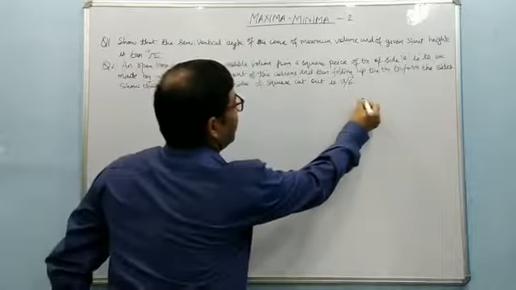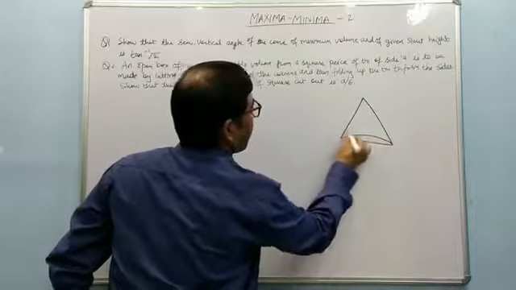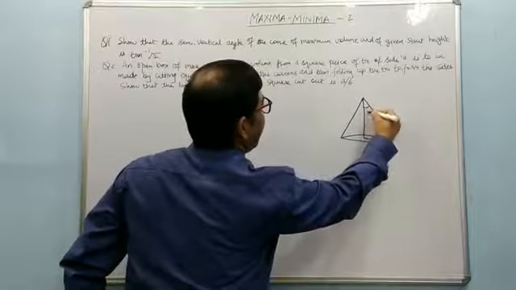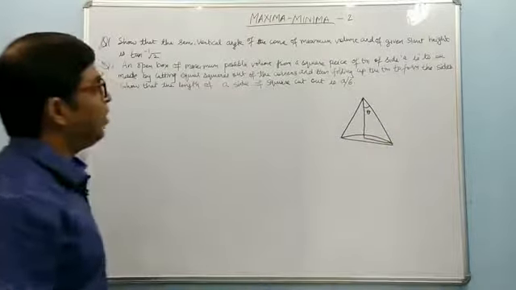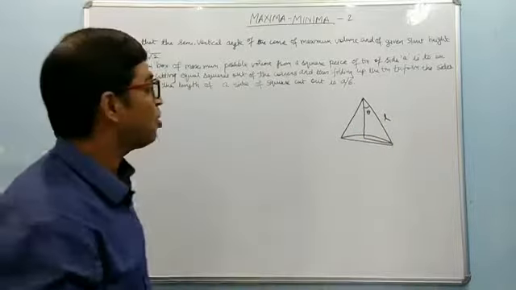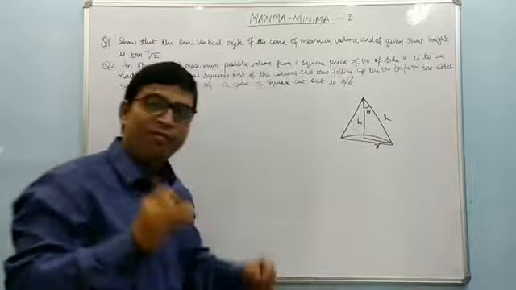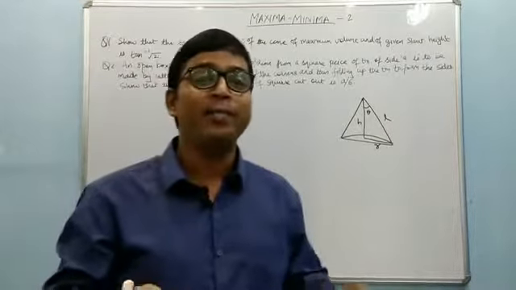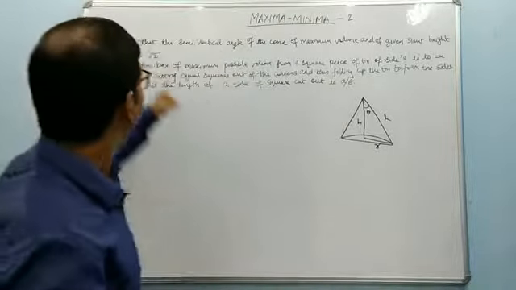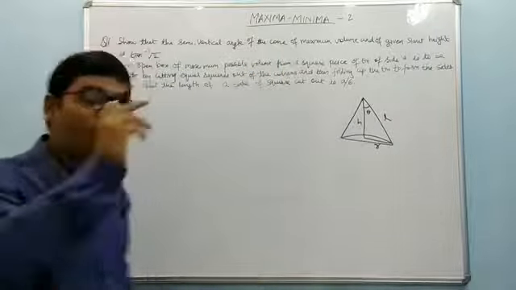See, it is a cone. The semi-vertical angle we are concerned about, that is theta. What is given? The given thing is the slant height. L is constant and the variables are r and h. The first thing we have to do is write the term whose maxima or minima we have to deal with. We have to find the maximum volume of the cone.